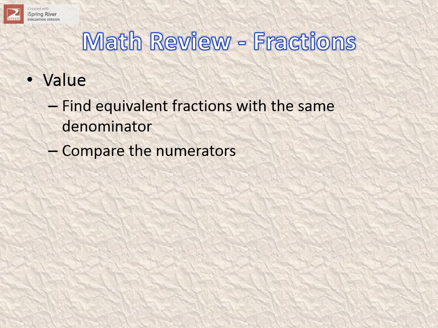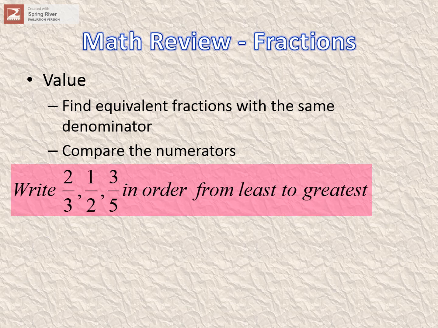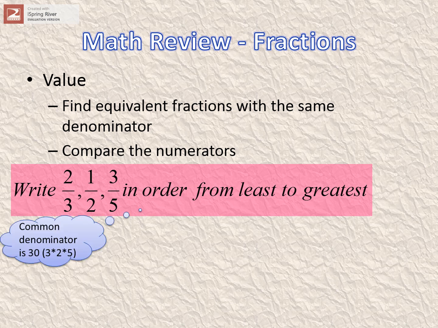Okay. So to compare fractions, again, you can't compare apples and oranges, so you have to find equivalent fractions with the same denominator. The denominators must be the same. Okay? And then you can compare the numerators because the denominators are the same. Okay, so if we were to write 2/3, 1/2, and 3/5 in order from least to greatest, we'd get a common denominator. The common denominator would be 30. 3 times 2 is 6, times 5 is 30.